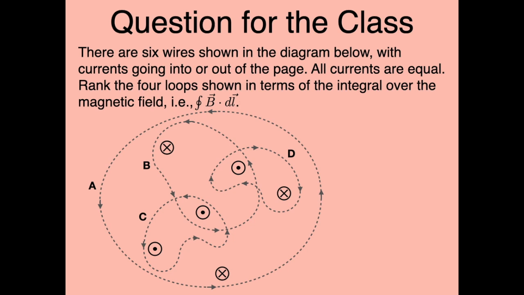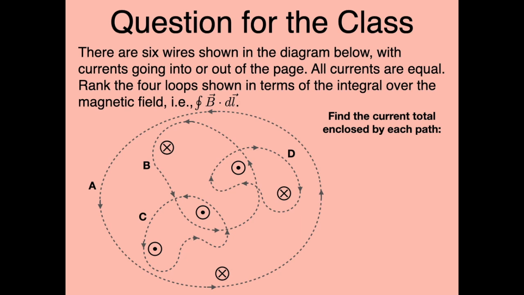Okay, to get this one, what you need to think about first is how much current each one of these paths is enclosing. So what we're going to do is find the total current enclosed by each one of these paths. And we'll start with path A. That's the big one that's surrounding everything.